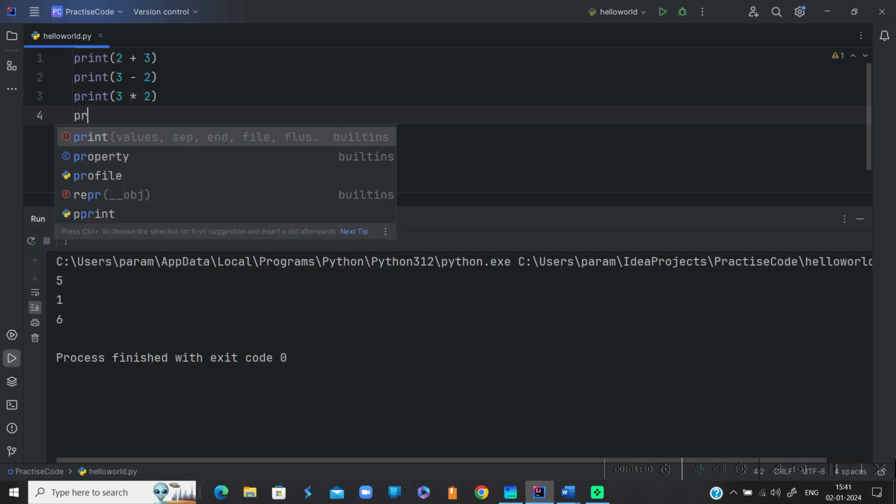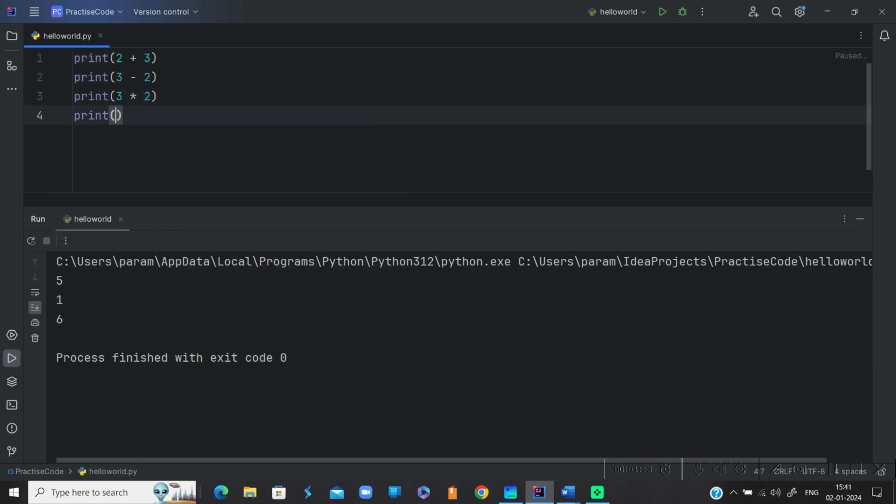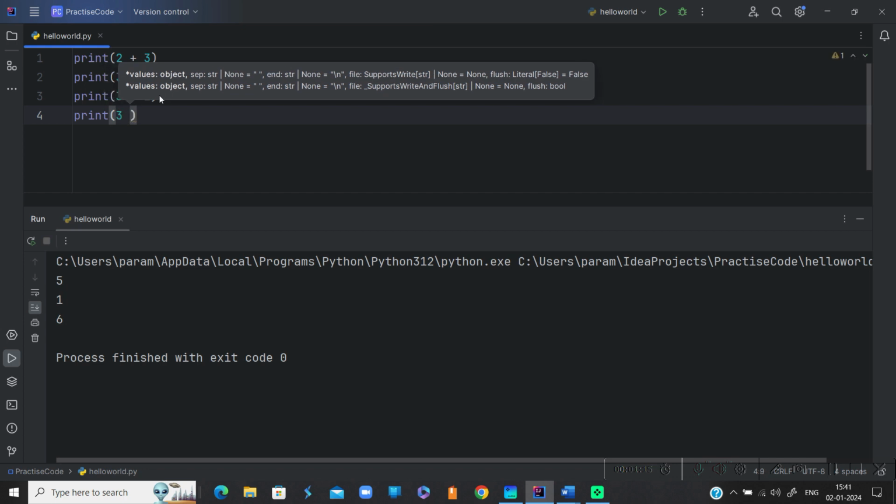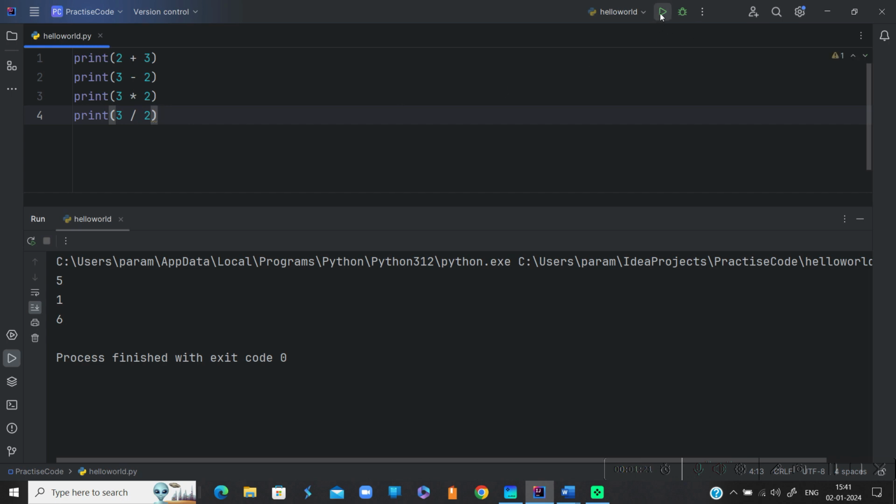Okay, print 3 by 2, 3 divided by 2. What did we get as output? 1.5. Here is one major important point you have to remember. 3 is an integer, 2 is an integer, but we get a result of 1.5. 1.5 is a floating point. For integer division we can get a floating point as a result.